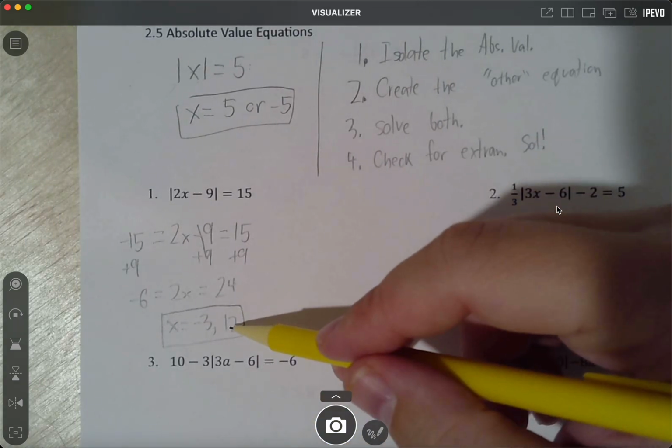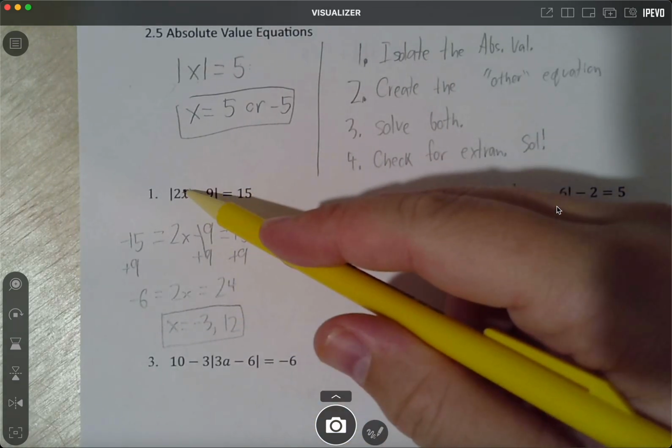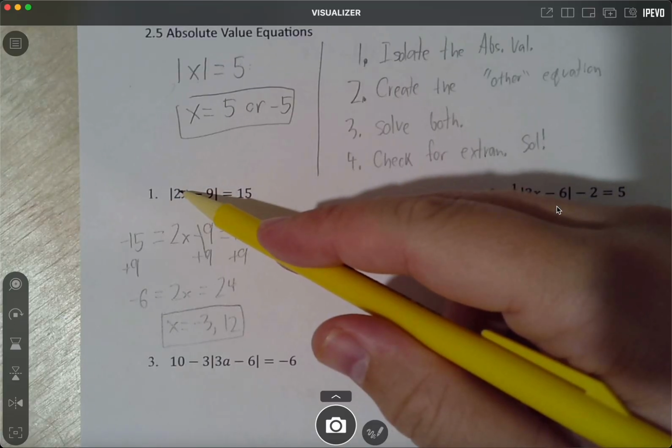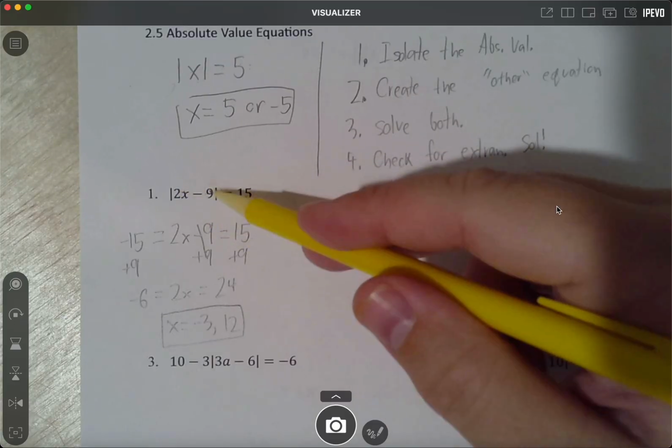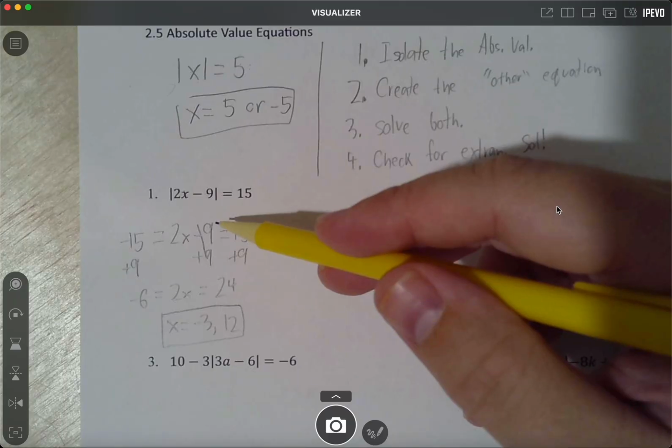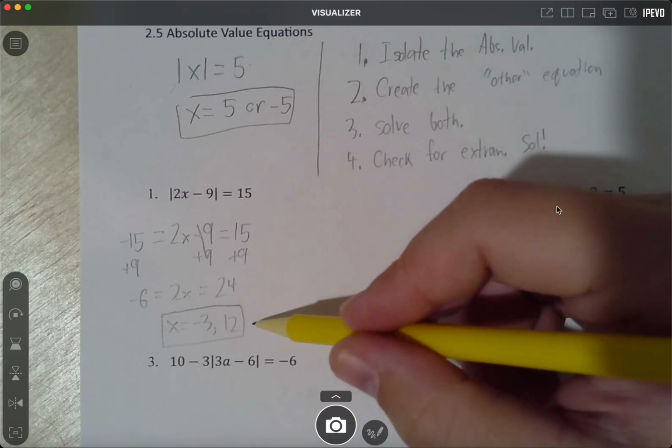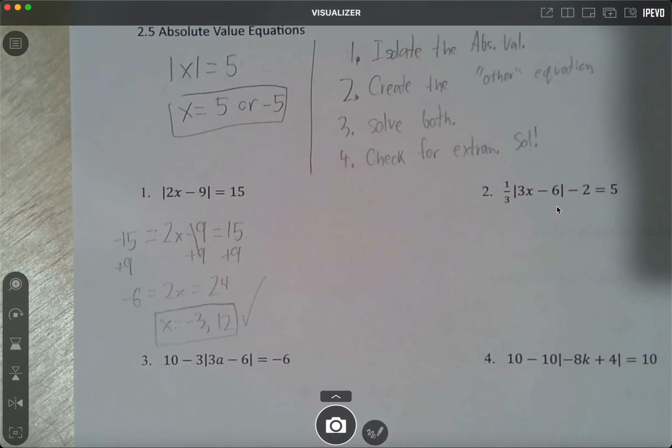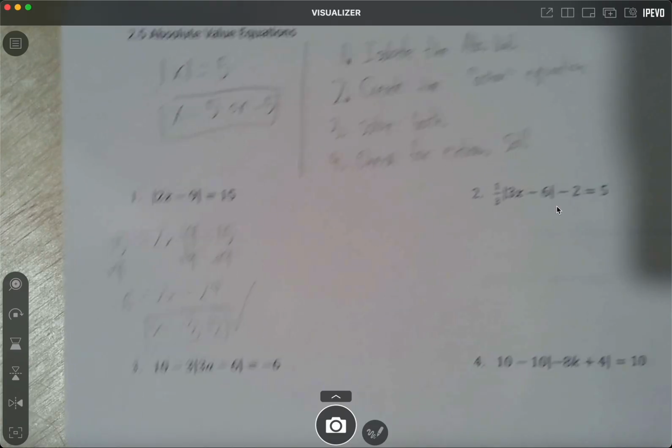All right, if I plug in 12, 12 times 2 is 24. 24 minus 9 is 15. And 15 doesn't have a negative, so the absolute values don't matter anymore, and I'm done. Both answers worked. That's why I put a box around it. I knew they would, but we'll talk about when they don't.